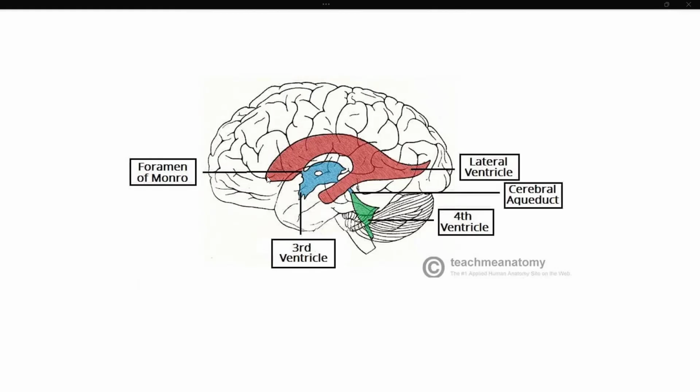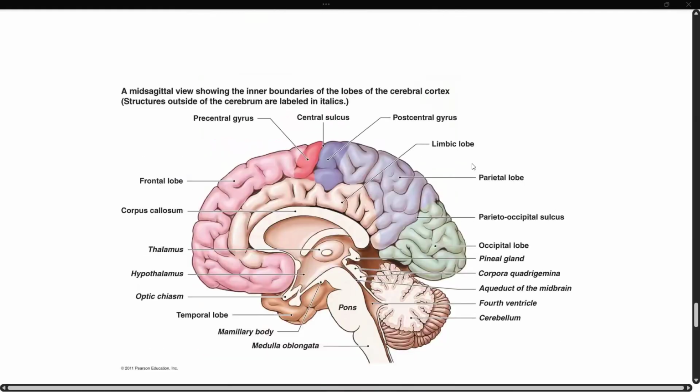Let's see what we are doing with these ventricles. Again, let's locate them. The lateral ventricle, right here, the third ventricle right here, the fourth ventricle right here. So we got our ventricles in a spot, and then there is something called the cerebral aqueduct, which connects the third ventricle, this one, and the fourth ventricle together. And that's all you need to know here. Now move on to the next one.